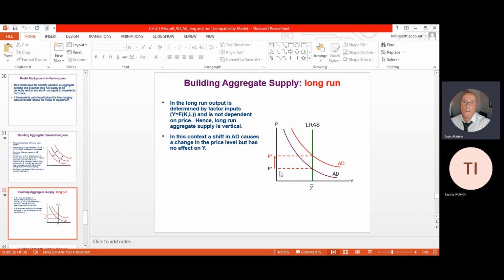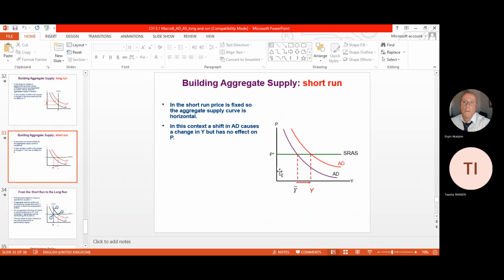In the long run, output is determined by the factors where Y is equal to F(K, L), or also A F(K, L), because A is the technology and is not dependent on price. Hence, the long run aggregate supply is again vertical. Price changes become ineffective, and in this context, a shift in the aggregate demand curve causes a change in the price level but has no effect on the output. Therefore, price changes are ineffective for the long run aggregate supply, but they affect and change the aggregate demand.